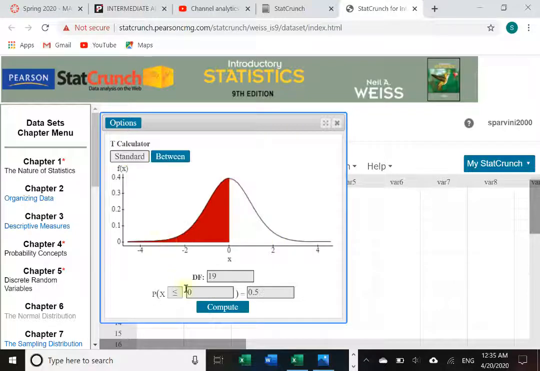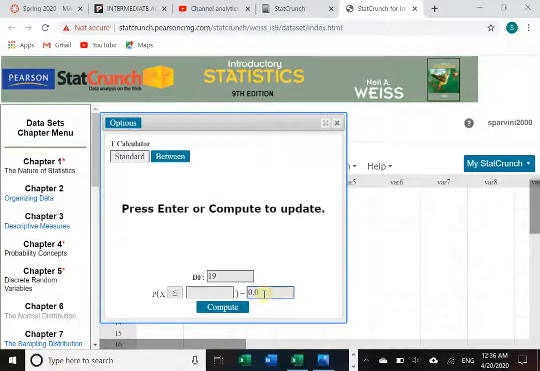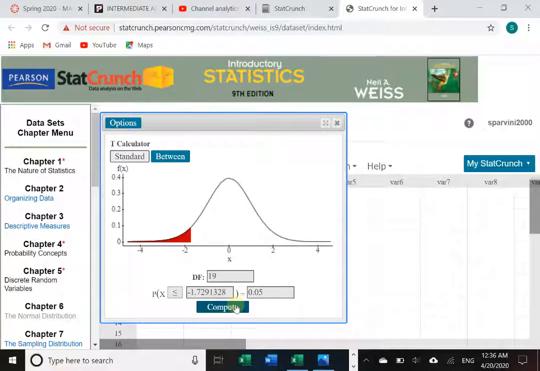So here's what I mean. You can go probability of less than, and you want the area to the left to be 0.05, which is half of 10%, because this is a two-tailed test. You have to divide your alpha by 2. Otherwise, you're not going to get the right answer. And there you have it.